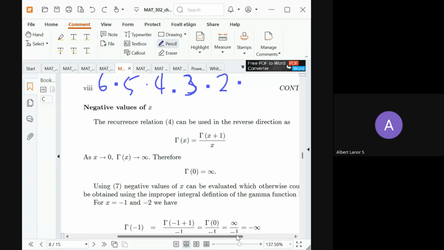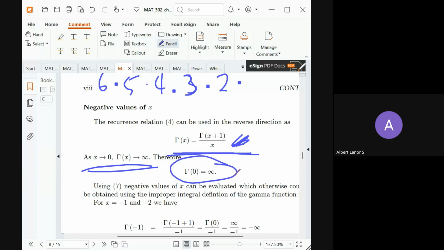You know that equation 4 says that the gamma of the next number is the number times the gamma of the previous number. So gamma of x is gamma of x plus 1 divided by x. Now, as x goes to 0, gamma of x goes to infinity. So from this statement, as x goes to 0, gamma of x plus 1 goes to gamma of 1, which means that gamma of 0 is infinite.